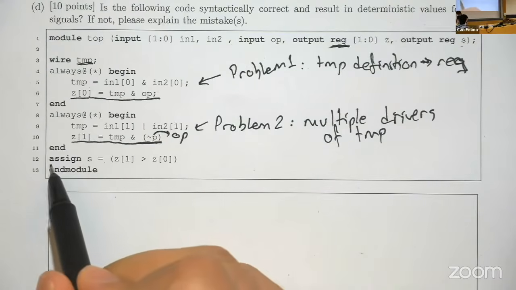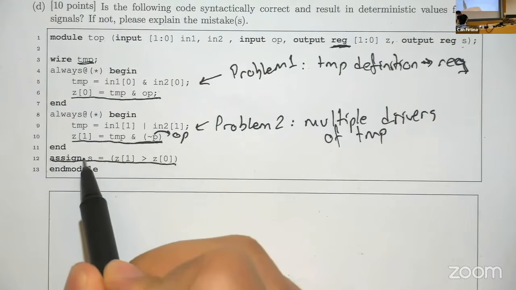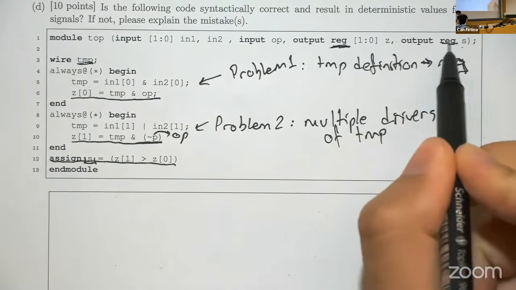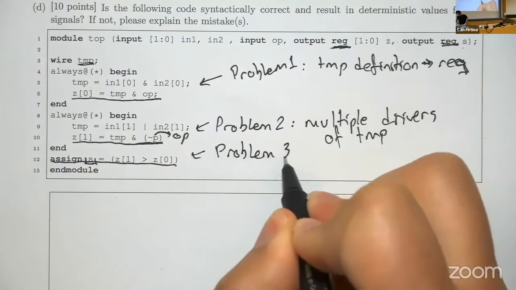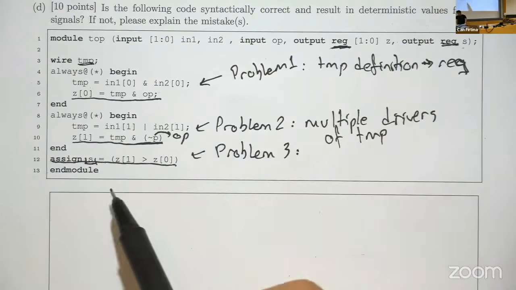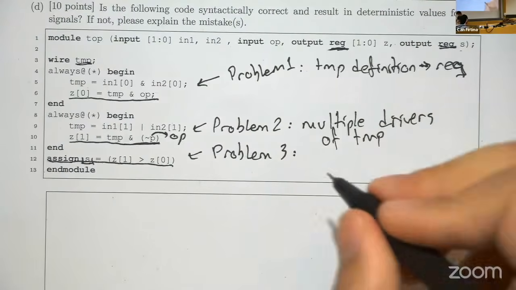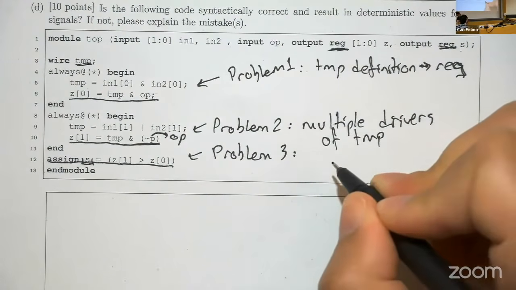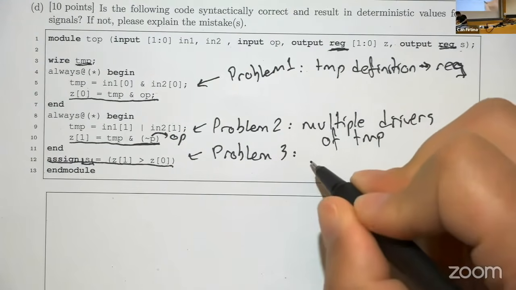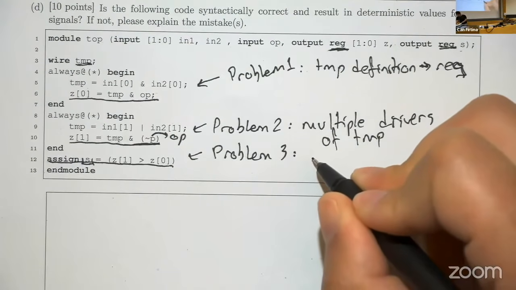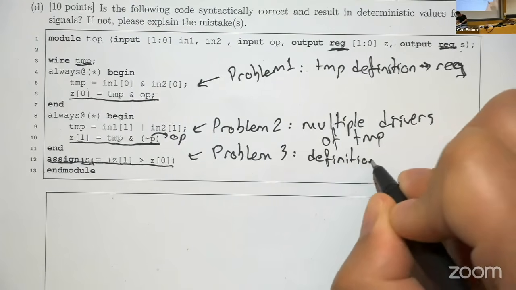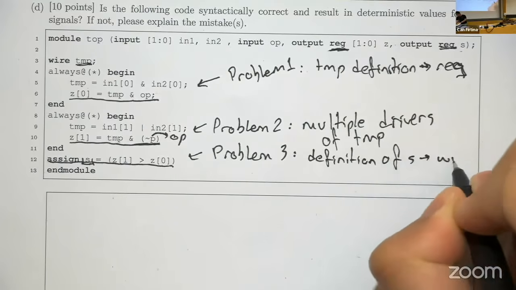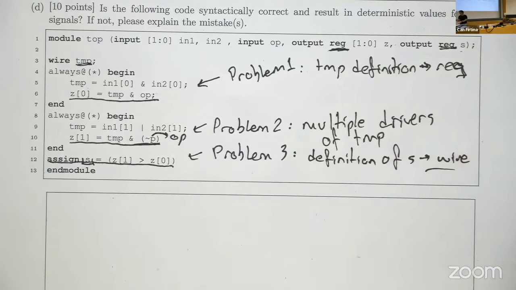Yeah, and finally, we have this assign statement here. We're making an assignment to S, but S is defined as a register, and this is the third problem. So we cannot use assign statements outside the always blocks to make assignments to registers. So this should have been defined as a wire. And to fix this, we can change the definition of S. Should be wire. Or we move this inside an always block if you want to have the same behavior.